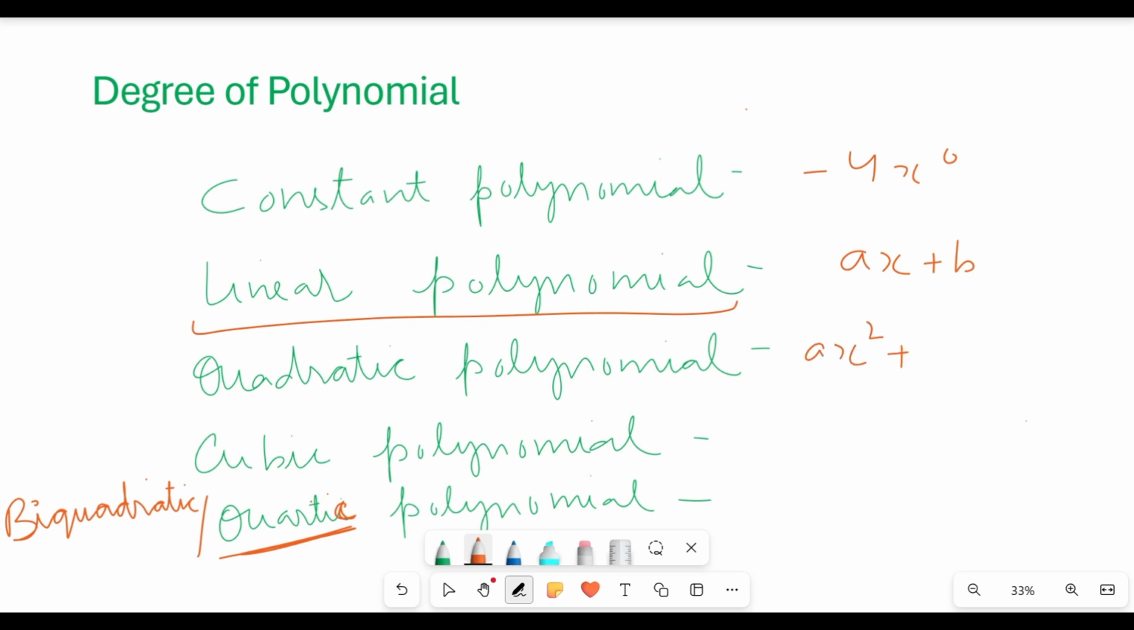One more thing, the reason being we are counting degree 0 also here. The degree 0 term is also there. So 0, 1, 2, right? And this is the standard notation of a quadratic. Same way cubic is degree 3 and quartic is degree 4.